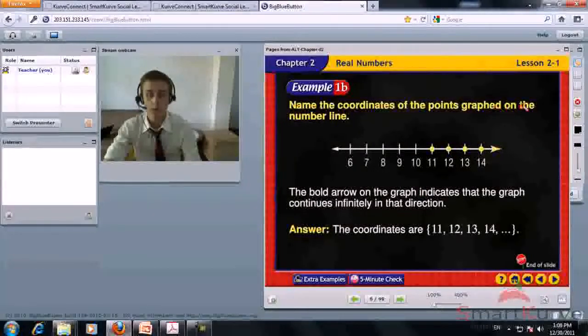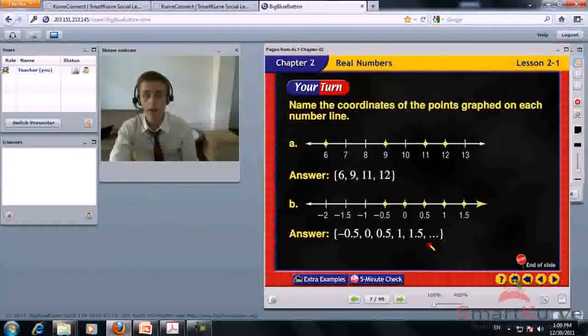Name the coordinates of the points graphed on the number line. The bold arrow on the graph indicates that the graph continues indefinitely in that direction. So the coordinates are 11, 12, 13, 14, and this side of the arrow is also yellow, so we know that it continues on indefinitely, which means that if this number line continued, 15, 16, 17, 18, and so on would all have yellow dots.